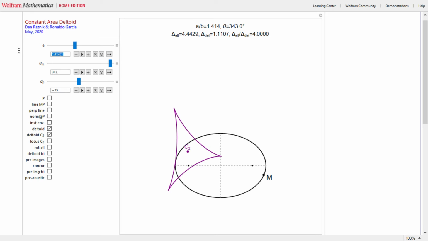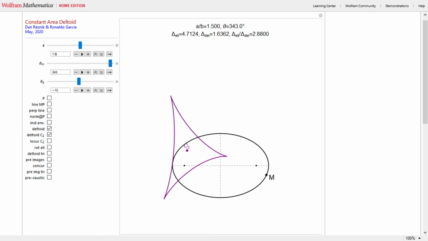So let's go back to something that is neither. For example, 1.5. It doesn't matter. It's between the two. I don't get an exact integer here as a ratio. I get 2.88. Very good.